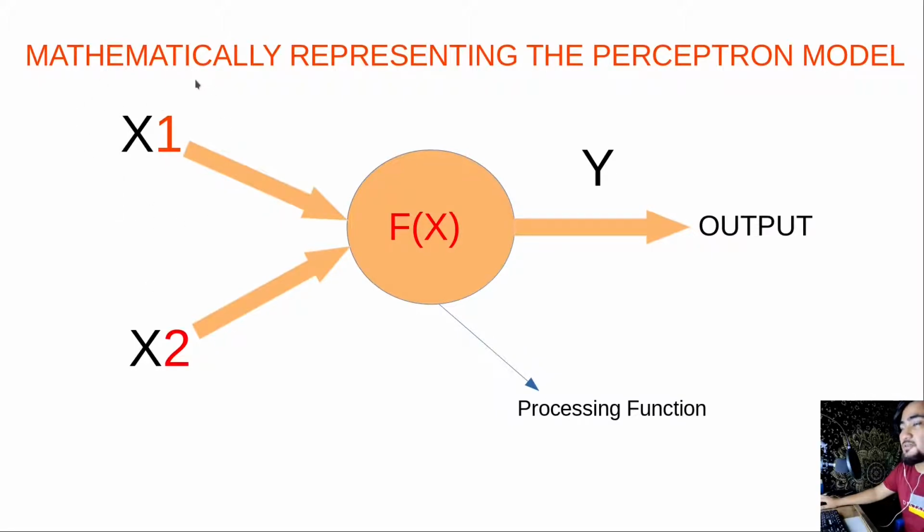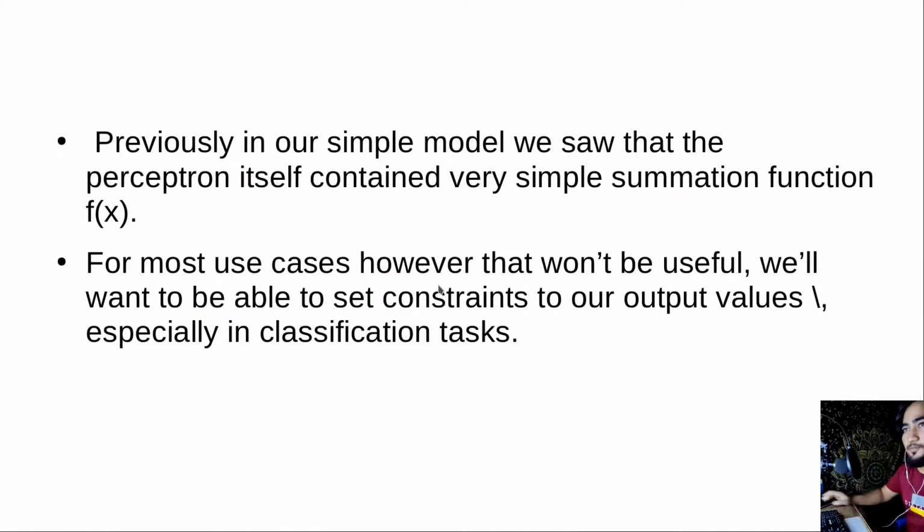As we discussed in the previous video, the mathematical representation of a perceptron model was like this. f of x was the processing function, x1 and x2 were the input values, and y was the output, where we considered f of x as a simple summation function. So y was equal to x1 plus x2. And previously in our simple model we saw that the perceptron itself contained a very simple summation function f of x, as I said before. And for most use cases, however, that won't be useful.